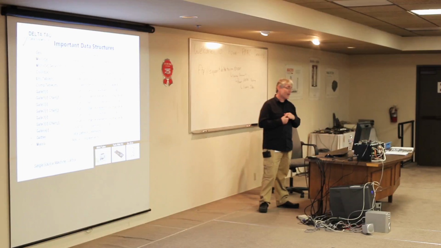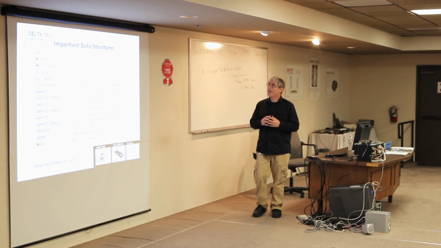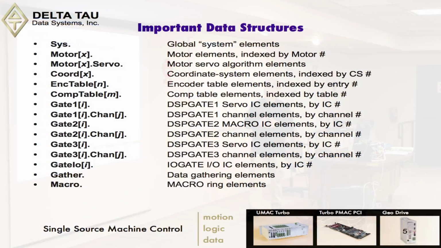So, some important data structures. Now we get into the actual details here. There is a top-level structure name, and then there are sub-level structure names, and then even sub-sub-level structure names. Just like in a C structure, you have a top-level structure, dot, the element name, dot, the sub-name.